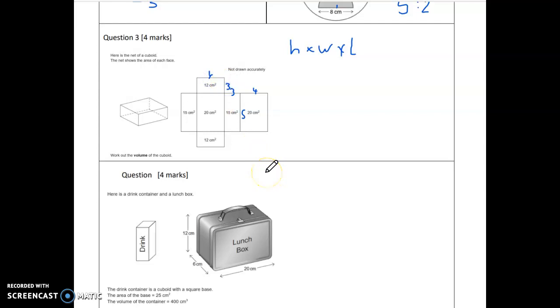So I've done some thinking there, thinking out loud, to try and work out the height of the cuboid, the length of it, and the width of it. So the height is going to be 3. This will be 4, and that'll be 5. So 3 times 4 would give me 12. 12 times 5, we've got a volume of 60 centimeter cubed.